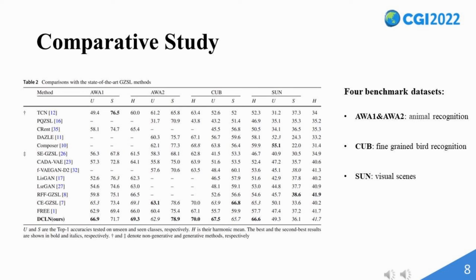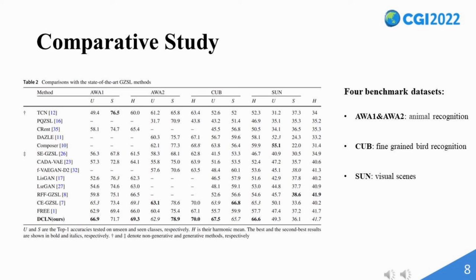We compare our DCLN with 2 groups of state-of-the-art models: non-generative methods and generative methods. Compared to generative methods, our DCLN consistently achieves the best performance in terms of H on 3 benchmarks, i.e., 69.3% on AWA1, 70.0% on AWA2, and 66.6% on CUB. Meanwhile, DCLN attains competitive results in terms of H on SUN with 41.7%.